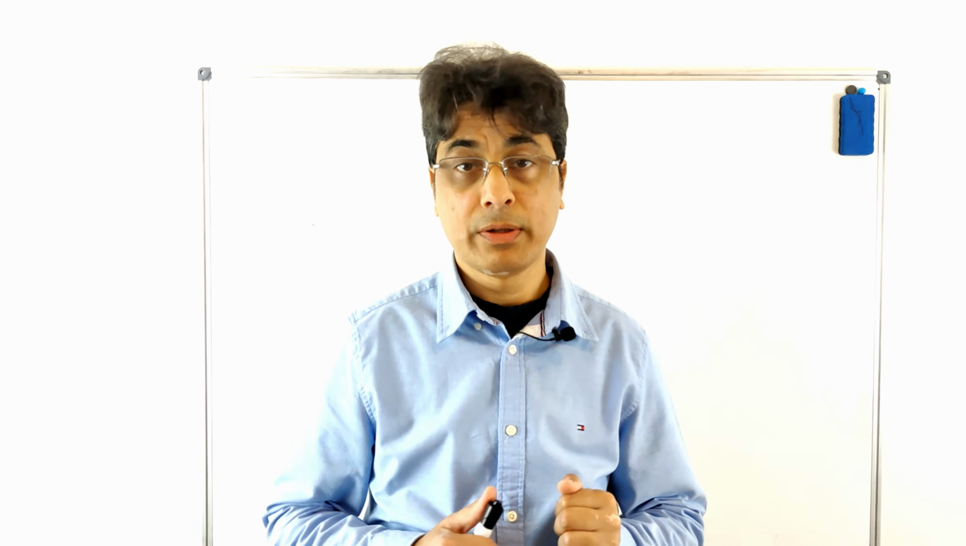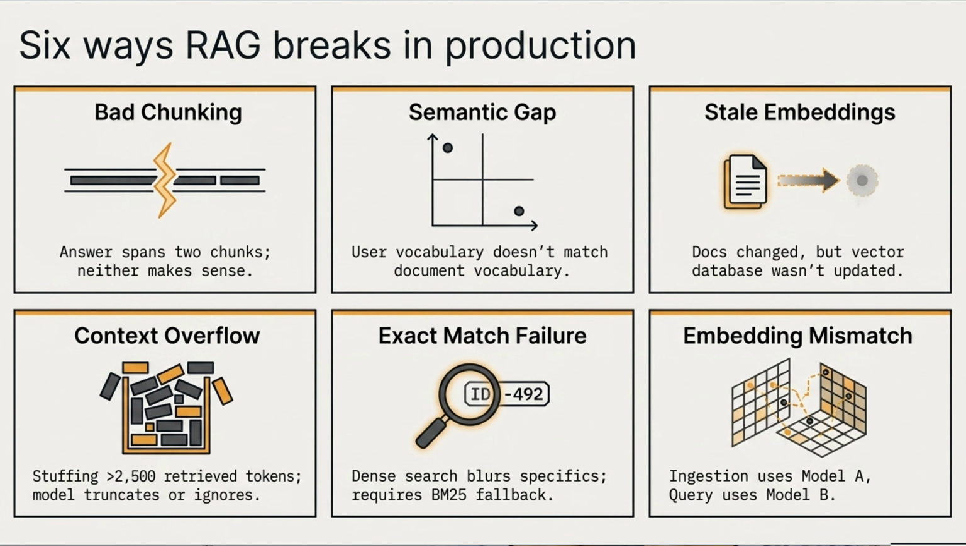Bad chunking is the number one cause. If your chunks are too small, they do not carry enough meaning for the embedding models to understand them. If they are too big, the embedding tries to summarize too much and the meaning gets diluted. And if you split right in the middle of an important thought, neither chunk makes full sense. Semantic gap is when the user asks a question using completely different words than what is in the document. A customer says, "My widget is not working," but the documentation says, "Troubleshooting device malfunction." The embeddings might not connect these two phrasings.